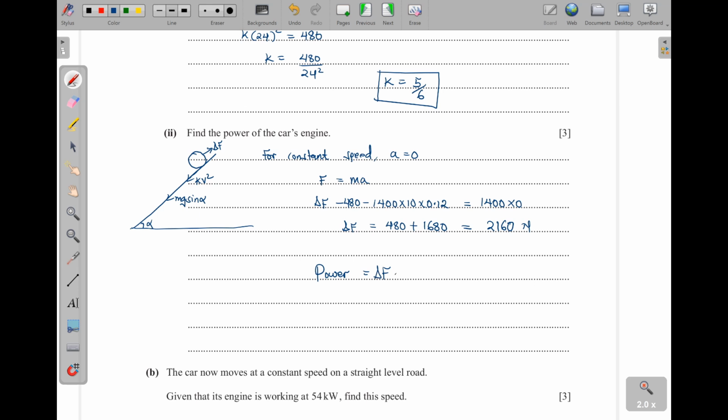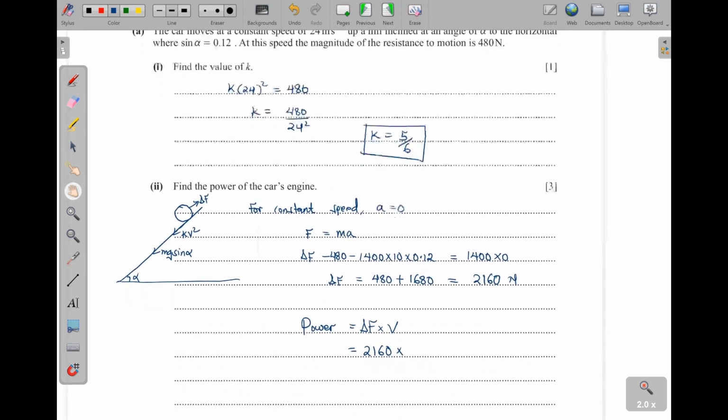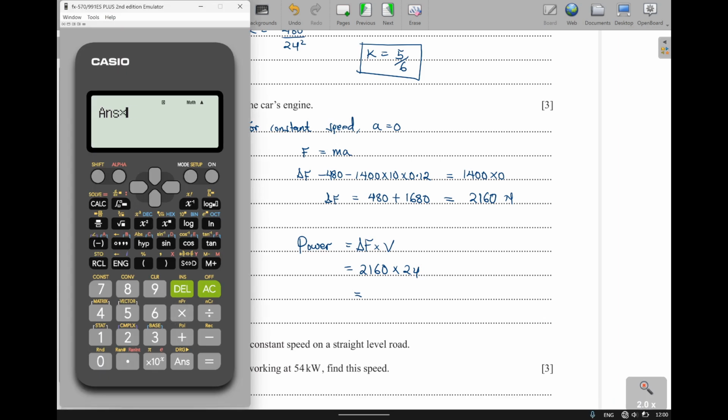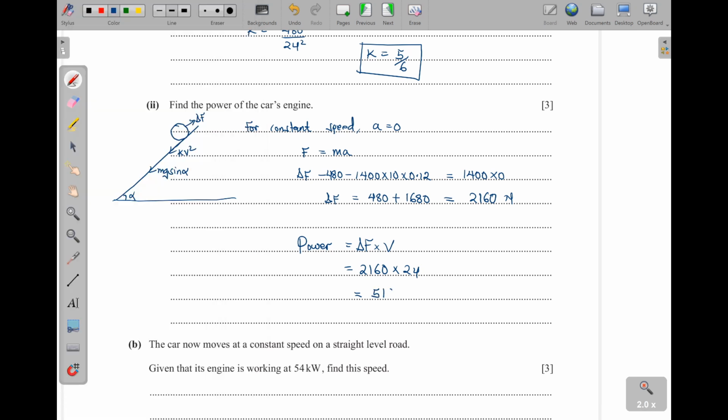Now, power is equal to FV, right? The driving force, then times the V. So the driving force is 2160 times the speed. The speed is constant here, which is 24. So times 24. Then what do we get? This one gives us 51840 watts. So that is that.